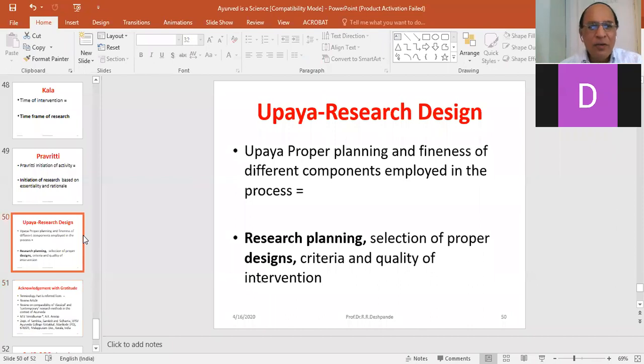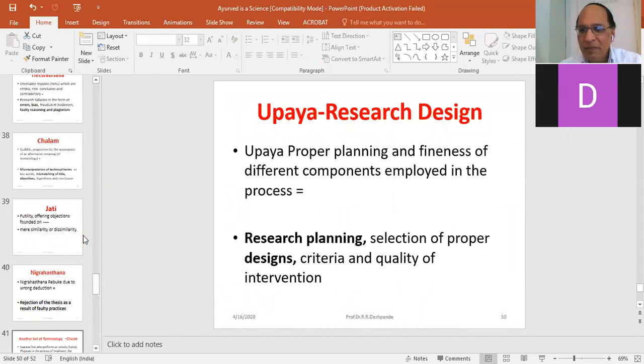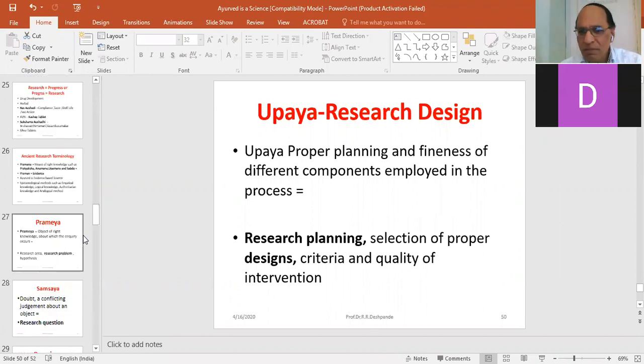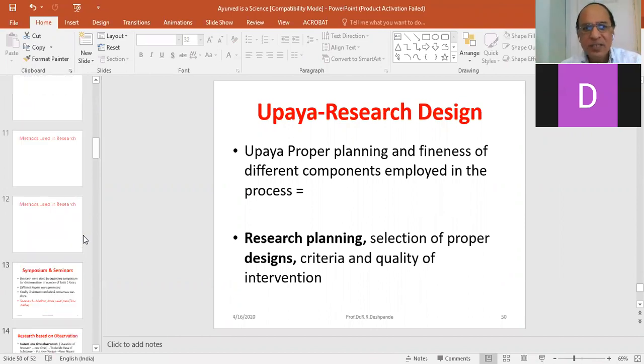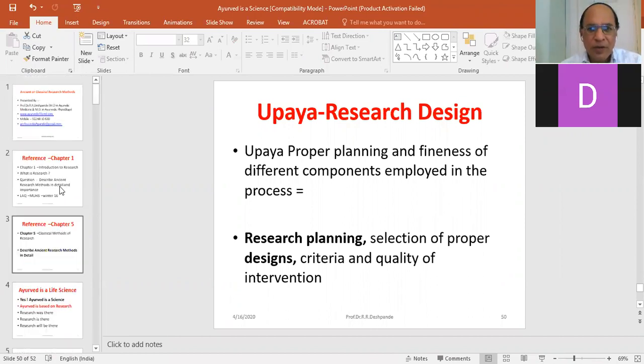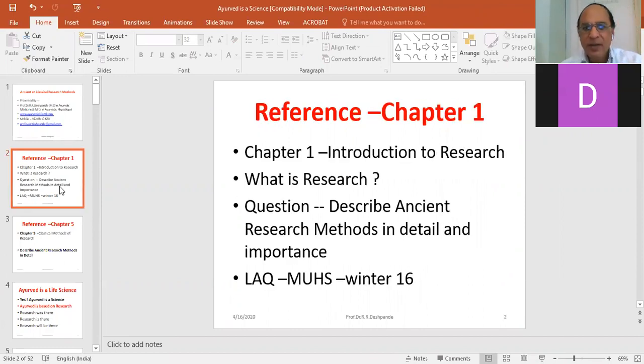So why have I used all these slides and PPT? Although it is boresome, I think this is very useful because you have one question. Again, I will go back to the first slide: Describe ancient research methods in detail and their importance. I'm just going to tell you the titles, and you can see how the whole scenario has come.